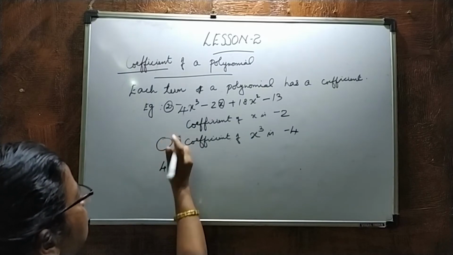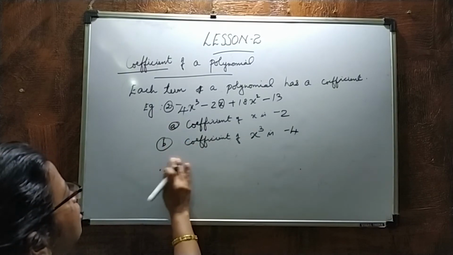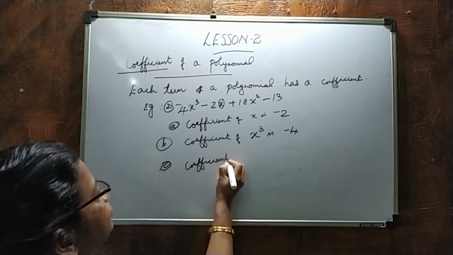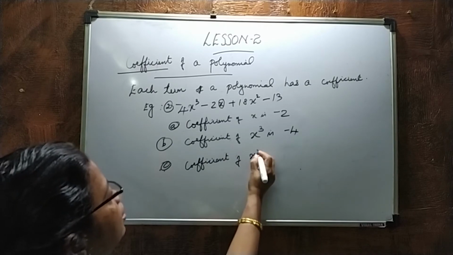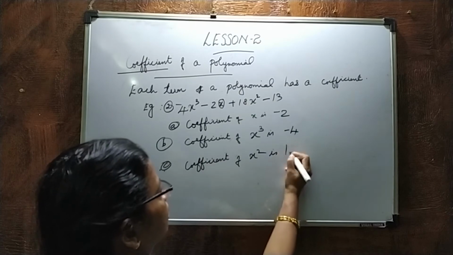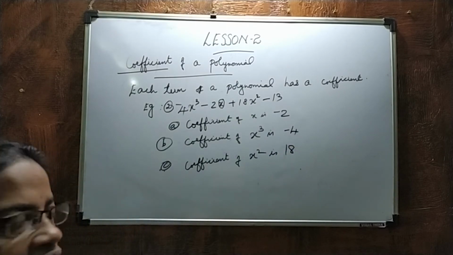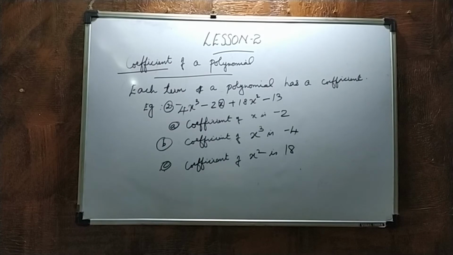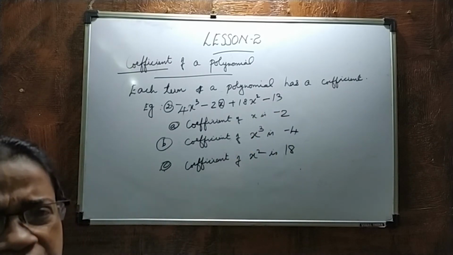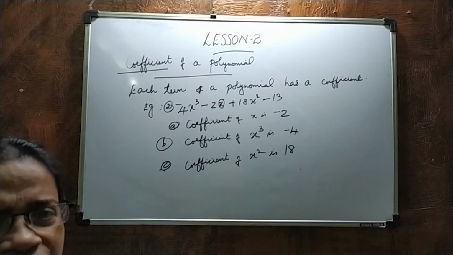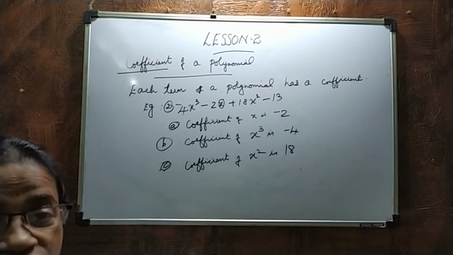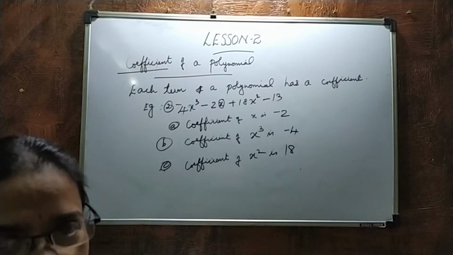I will give you a, b, c. Coefficient of x square: what is the coefficient of x square? It is 18. Clear? So the coefficient of x square is 18. What about negative 13? What about the term it has? Is any variable there? Yes, there is. Negative 13 is the coefficient of x raised to 0.